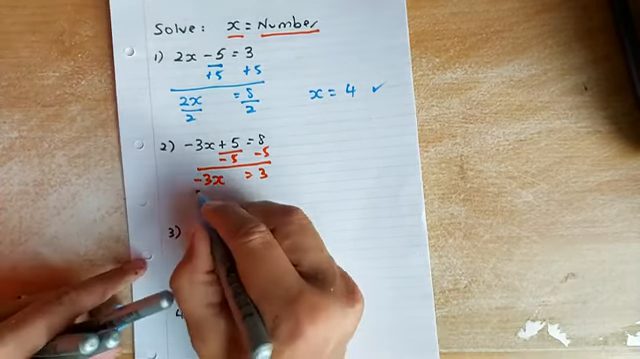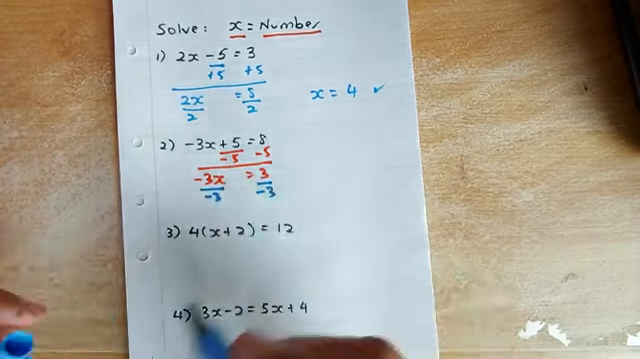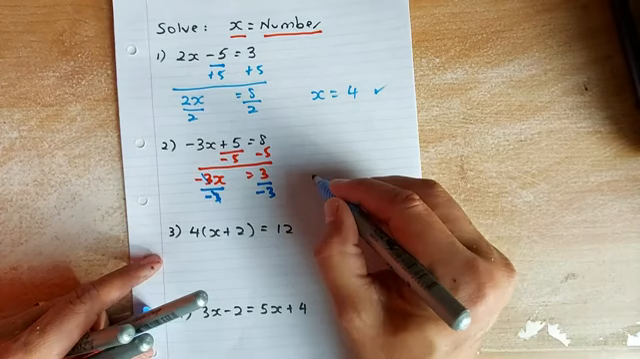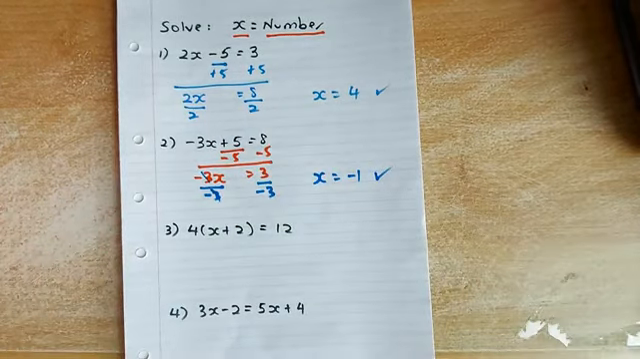So instead of minus 3 times x, you divide by minus 3 on the left, you divide by minus 3 on the right, and minus 3 and minus 3 will cancel out. So x equals negative 1, and that will be the next part.